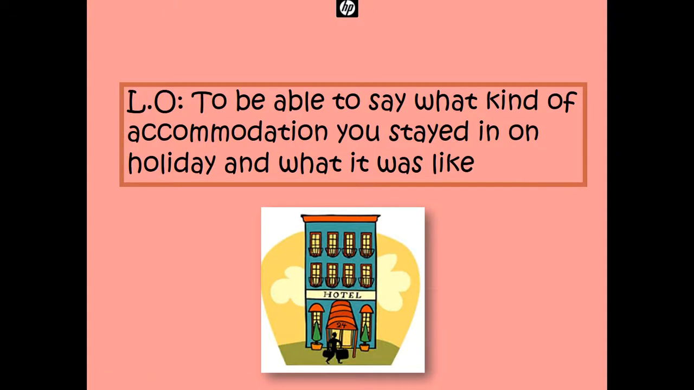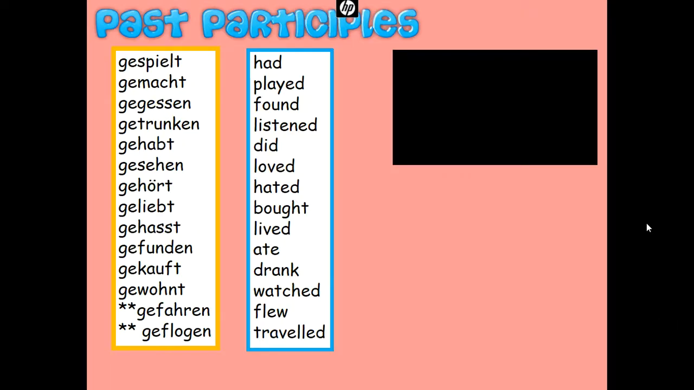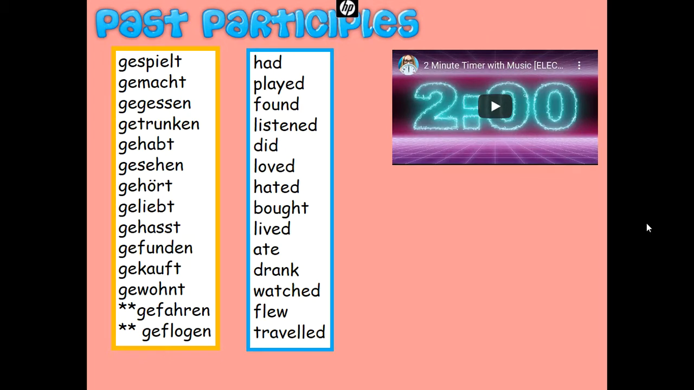Hi, Year 8. Today's lesson is describing holidays, and we're going to look at how to describe what kind of accommodation you stayed in on holiday in the past tense and what it was like. So, giving your opinions on places. So, first of all, I'm going to have a quick look at some past participles.